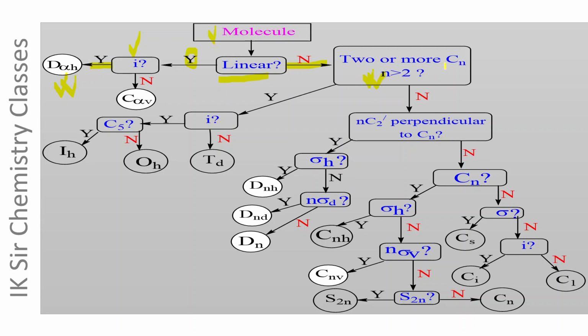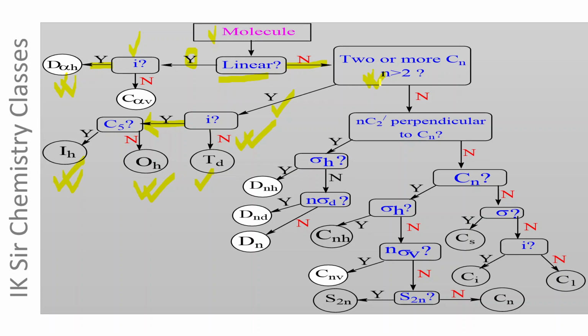If two or more Cn having n greater than 2 are present in the molecule, then we will see if a center of symmetry is present in the molecule. If a center of symmetry is not present, its point group will be Td. And if a center of symmetry is present, then we will see if a C5 axis of symmetry is present in the molecule. If yes, its point group will be Ih, icosahedron. And if C5 is not present in the molecule, its point group will be Oh.